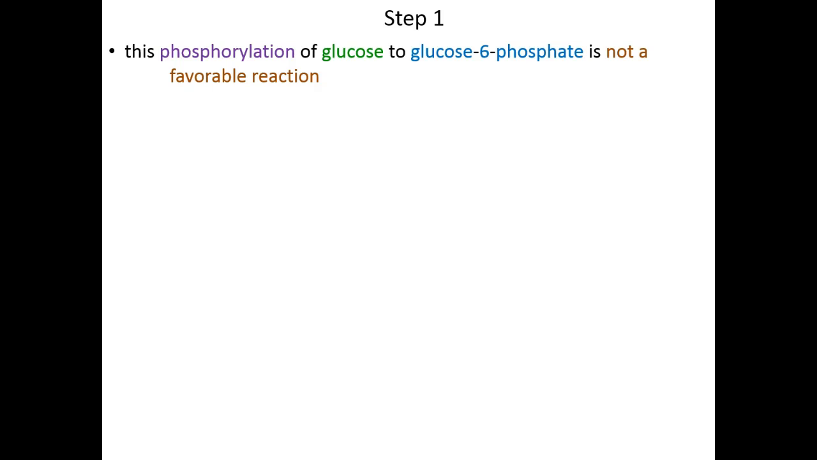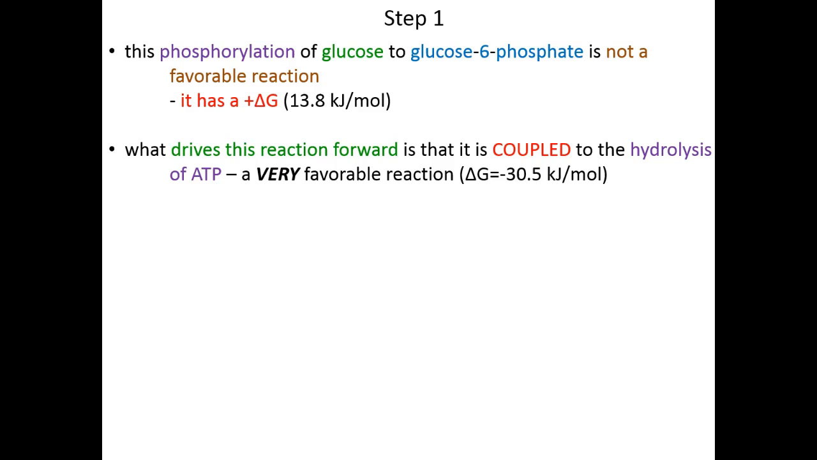So the phosphorylation of glucose to glucose 6-phosphate is not a favorable reaction. That reaction has a delta G of positive 13.8 kilojoules per mole, so the universe does not want this to happen. Remember, our main strategy for driving unfavorable reactions forward is to couple those reactions to favorable reactions. So it's easy to see here, I think, that the reaction we've coupled here is the hydrolysis of ATP. The hydrolysis of ATP has a delta G of negative 30.5 kilojoules per mole. That's a very negative and favorable reaction. It gives off a lot of energy.